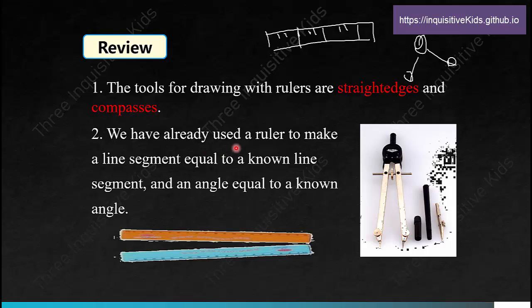We have already used a ruler to make a line segment equal to a known line segment and an angle equal to a known angle. So let me repeat this. We know with these rulers how to make two equal line segments and two equal angles.